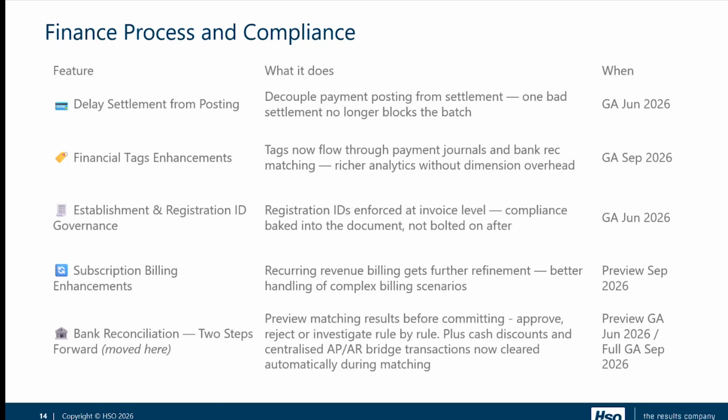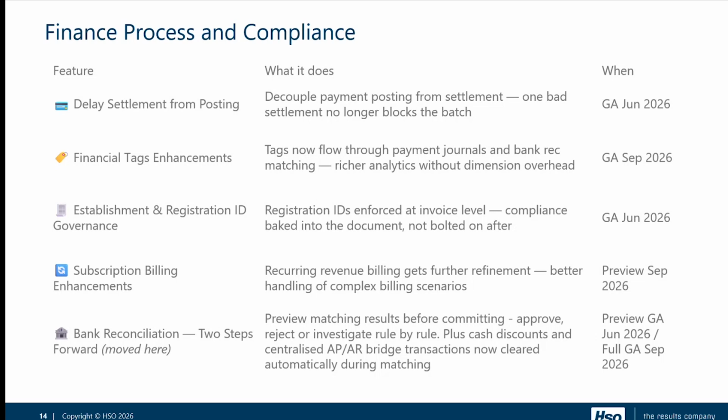Financial tags. For those who are using these, they're a kind of lightweight alternative to financial dimensions. They're extending into payment journals and bank rec matching, allowing you to add color and an analytical trail through your process without bloating your dimension structure, which could be a problem before. If you wanted to track something, it was only dimensions, whereas now you can have a slightly more lightweight alternative to that.